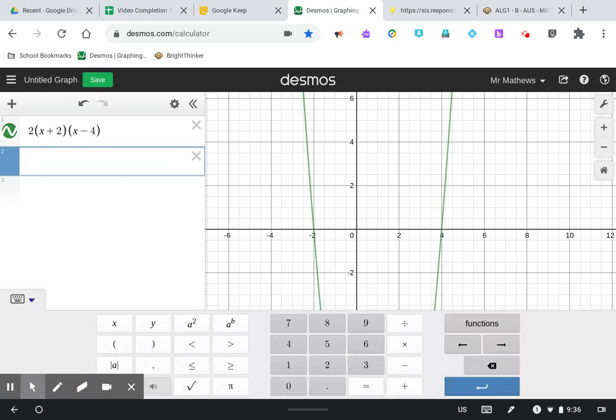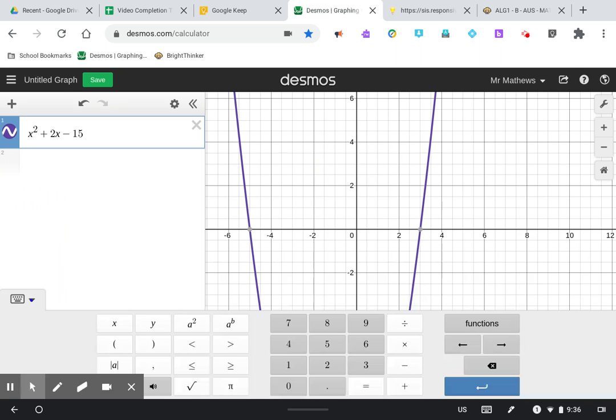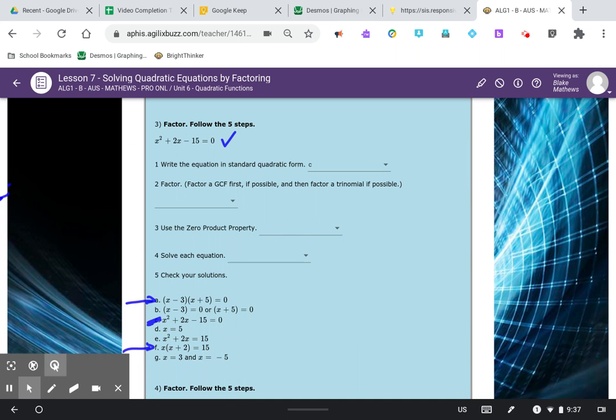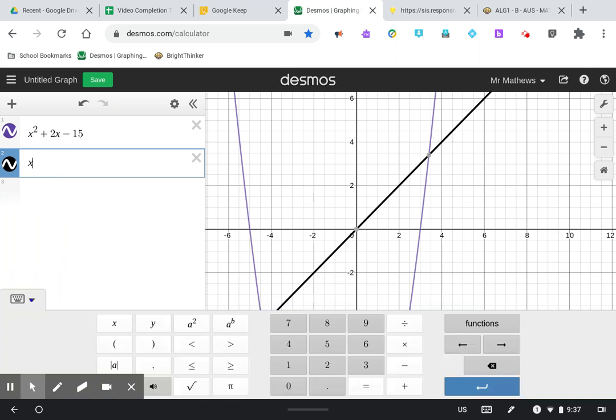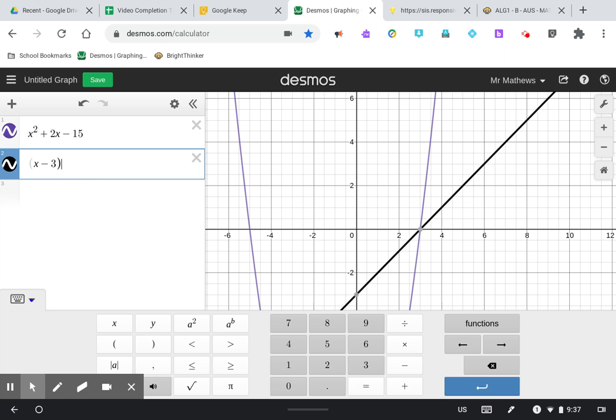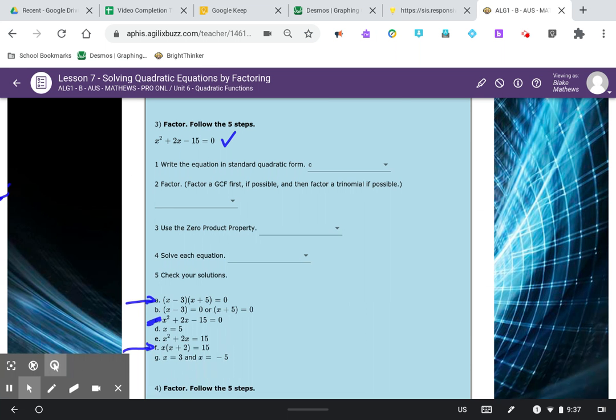Let's close out our graphs, and let's type in our equation, x squared plus 2x minus 15. Okay, see my equation there. And then I'm going to go and type this one, x minus 3, x plus 5. And you should be able to see those two graphs are the same. So then that one is already our answer. So it has to be answer choice A.